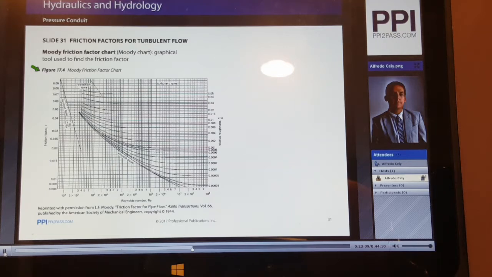The Moody chart is used by finding first the Reynolds number on the bottom of the chart and then moving up the curve that represents the relative roughness of the pipe to find the corresponding friction factor. So let me zoom in to highlight how to use the Moody chart to find the Darcy friction factor for turbulent flow.